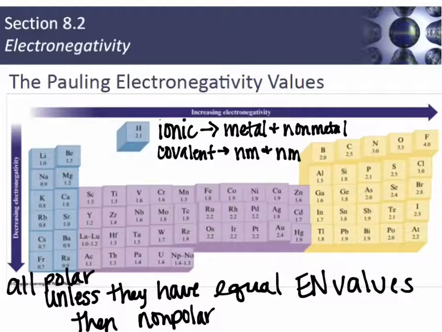Any questions on that? What about like BH3? If you're looking at B and H, that would be a polar covalent bond between each B and each H, but the overall molecule would be nonpolar. So you look between the bonds, and then you have the overall molecule.